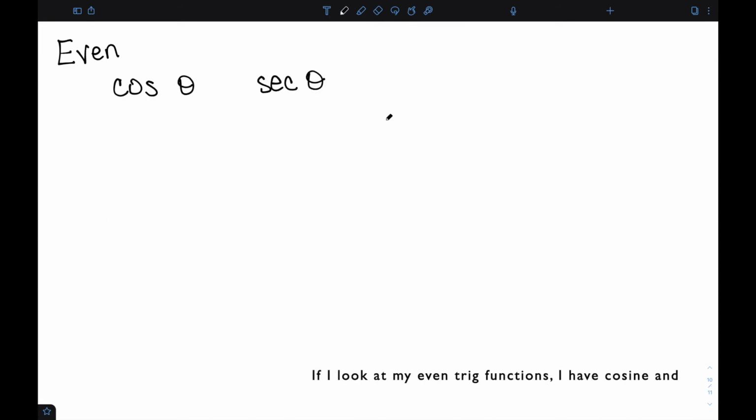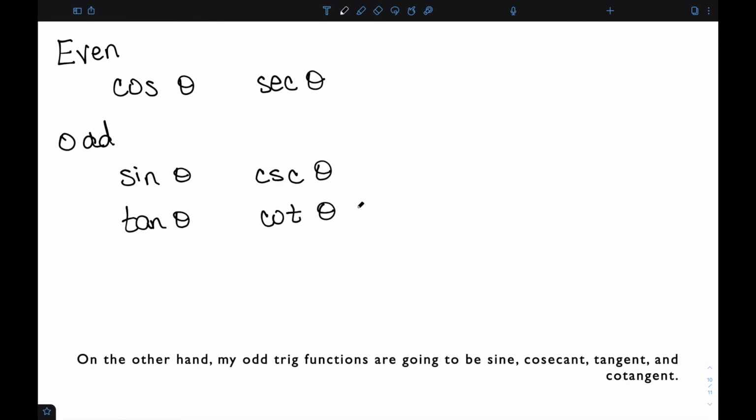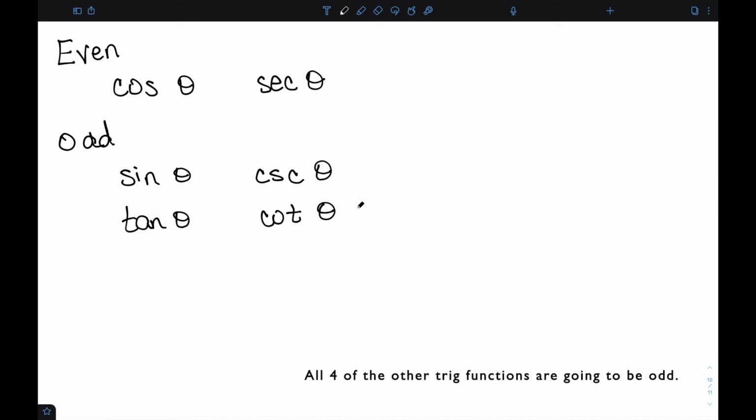So if I look at my even trig functions, I'll have cosine and secant, since secant is just 1 over cosine. On the other hand, my odd trig functions are going to be sine, cosecant, tangent, and cotangent. All 4 of the other trig functions are going to be odd. So let's look at how we can use this.